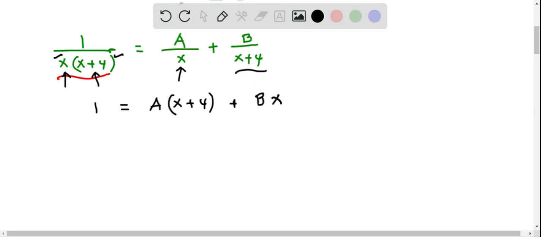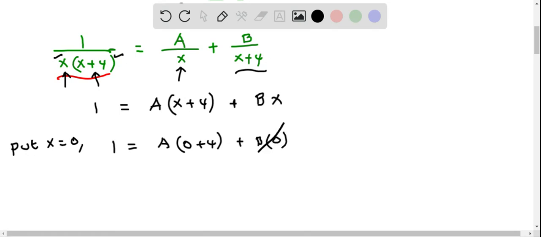Now we have to determine the values of A and B. We can put some values for x and determine the constants. Let's say x equals 0. We have 1 equals A times (0 plus 4) plus B times 0. The second term becomes 0, and we have 4A, so A equals 1 over 4.